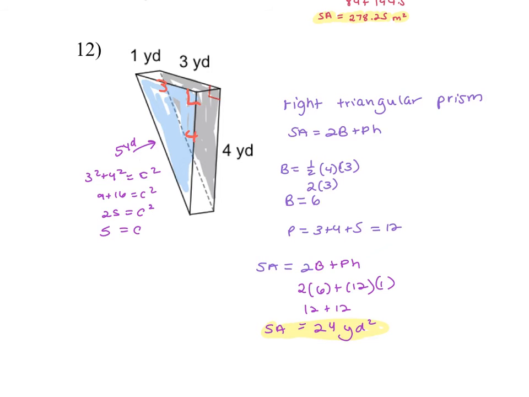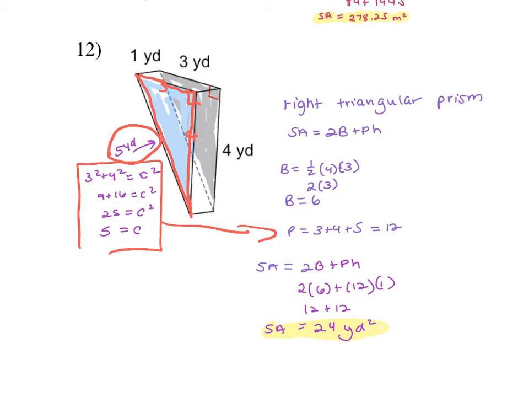If you realize that this triangle is a right triangle and it's a triple, you will automatically know that this side here that we needed was 5, because we need to calculate the perimeter. If you didn't realize it was a triple, then you would do the Pythagorean theorem: a squared plus b squared equals c squared. So the perimeter of that base triangle is going to be 3 plus 4 plus 5.